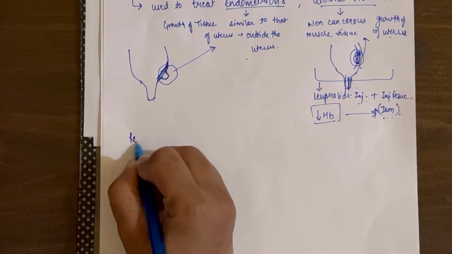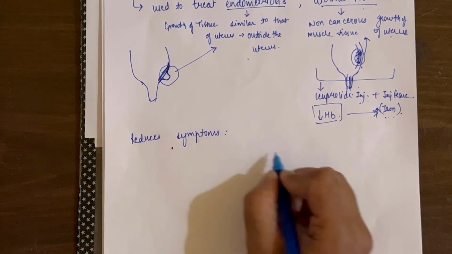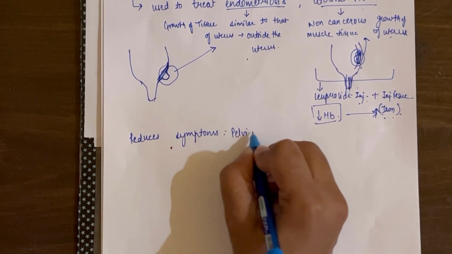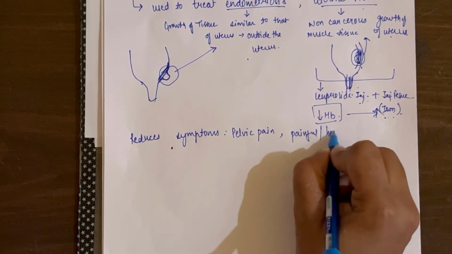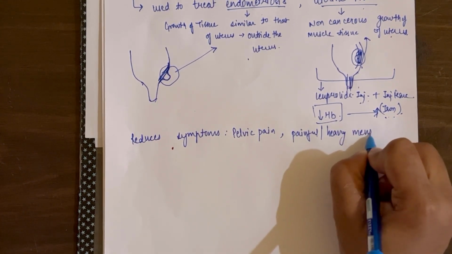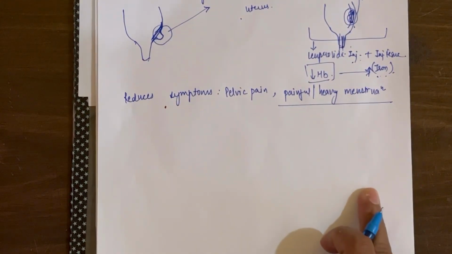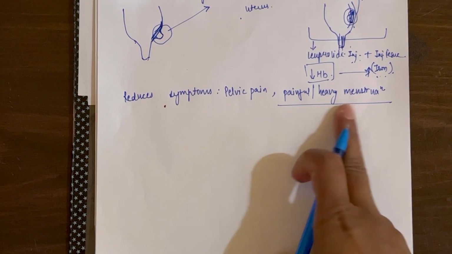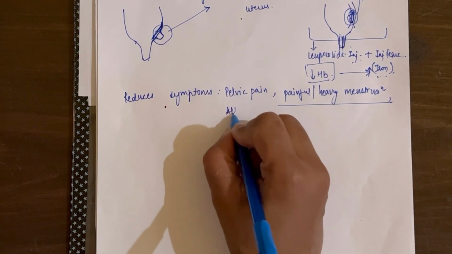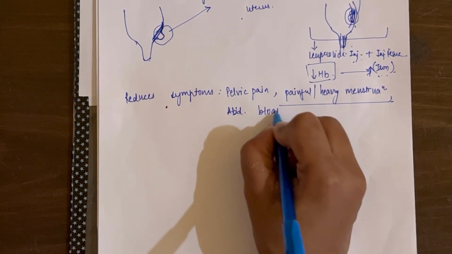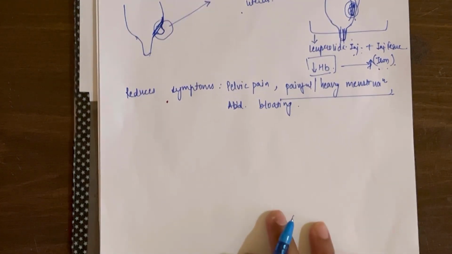The Leuprolide injection mainly reduces other symptoms of these conditions, which include pelvic pain, or that may also include painful or heavy menstruation. So if a patient is suffering with painful or heavy menstruation, that is dysmenorrhea or menorrhagia, then also this Leuprolide injection can be prescribed. Along with that, it is also helpful in treating abdominal bloating. So these are the main symptoms that are controlled by this Leuprolide injection.